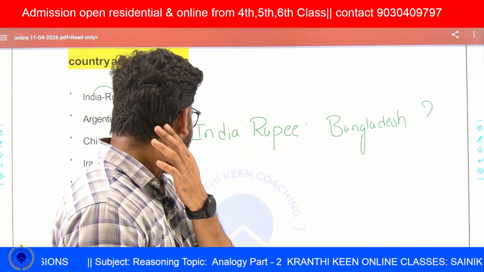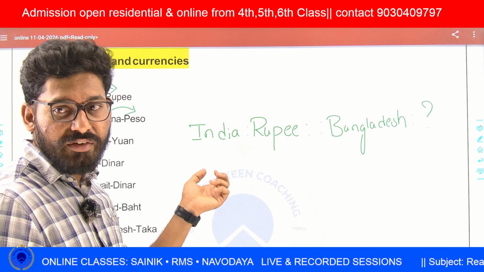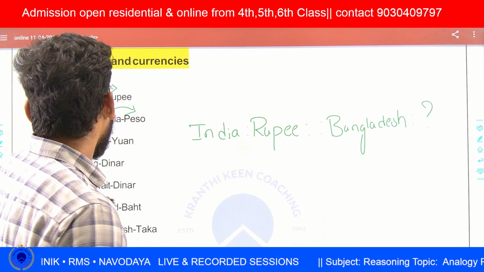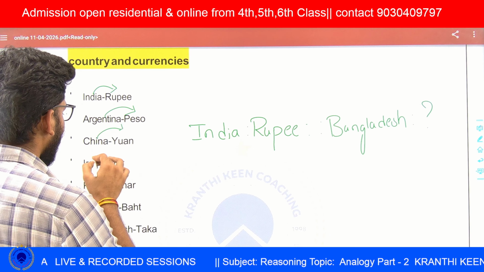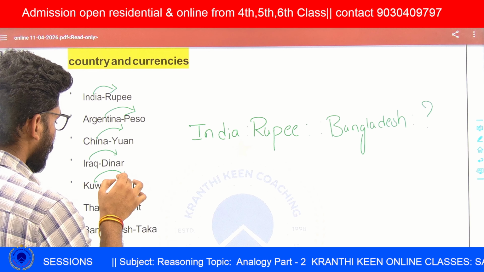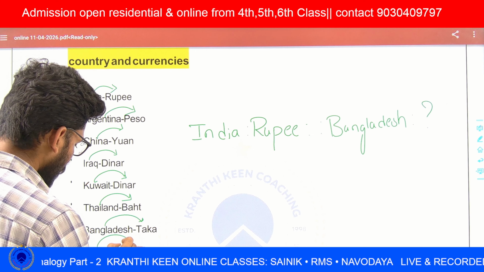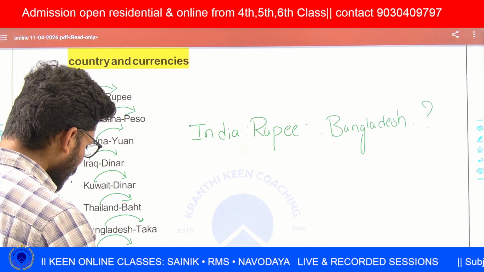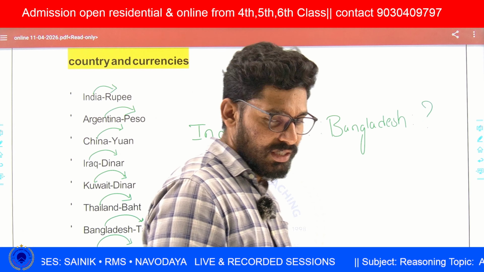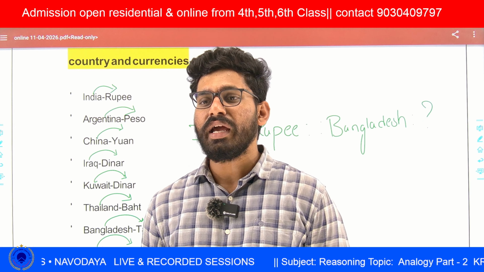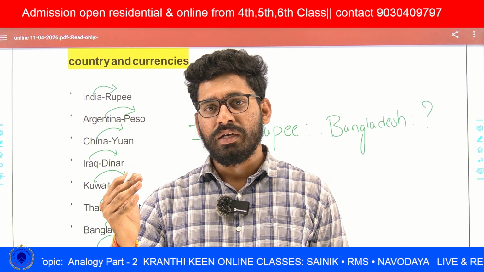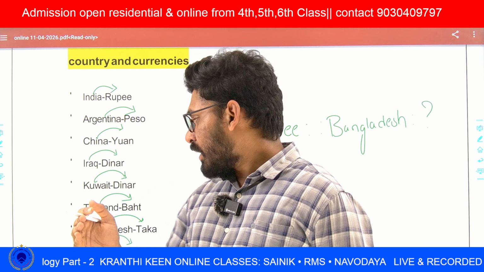I hope you understand why we are going to learn this and the way they will ask the question in the examination. Then China is yuan. Iraq dinar, Kuwait also dinar. Thailand baht. Bangladesh taka, Greece euro, Japan yen. Japan is the country, yen is the currency. So we are learning countries and their currencies. Like India is what country? Rupee is the currency. Bangladesh is the country, and taka will be what? Their currency, isn't it?